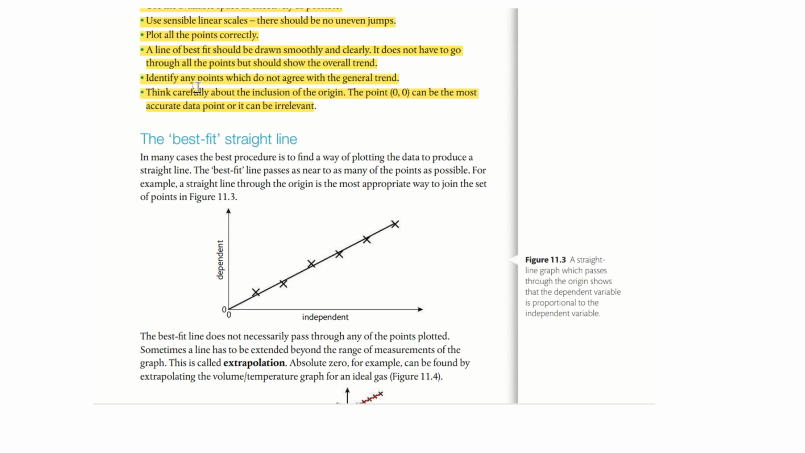You should also identify any points which do not agree with the general trend. So here, in general, they do lie on the same line. Okay, these ones are a bit above, but in general, they follow a certain trend. So again, with your IA, you are explaining your results. You're trying to look at a trend. You're trying to find a pattern. And if there are things that are falling outside of this pattern, you need to be able to explain why.